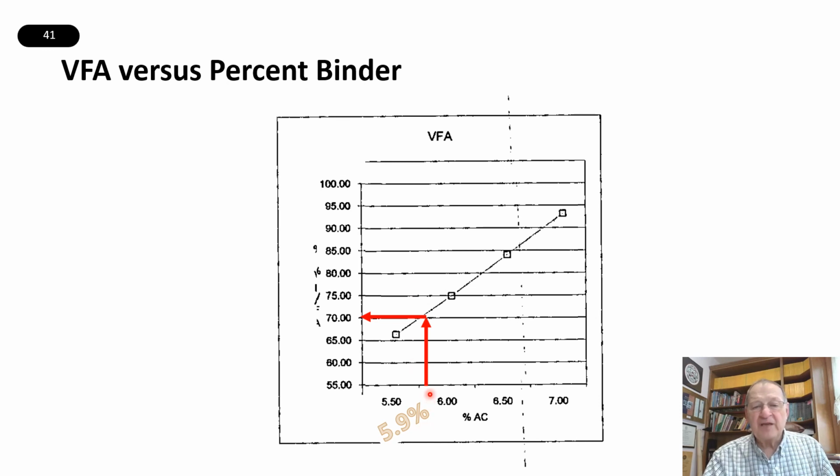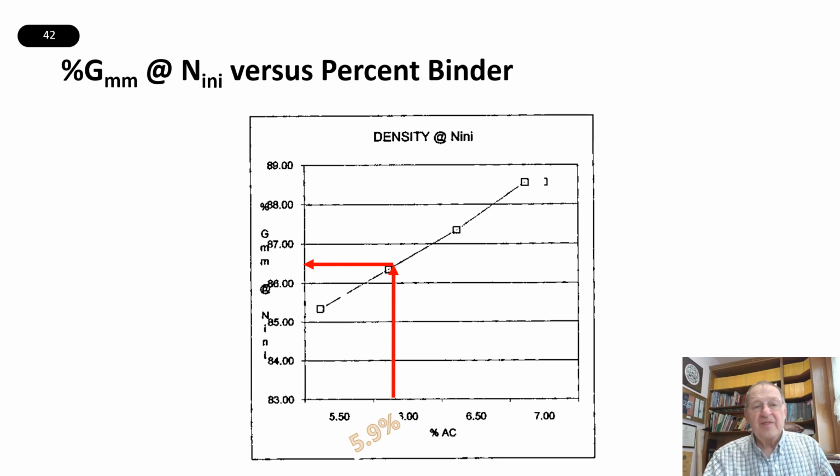At 5.9% asphalt binder, we're right smack dab on 70% voids filled. That's the upper end of the specification limit. It meets the specification, so that's good. The percent GMM at N initial, we need to be below 91.5, and we are here at about 86.5. So that meets the specification. So all those properties meet. So 5.9% appears like it's going to be an acceptable asphalt binder content for this mix design.